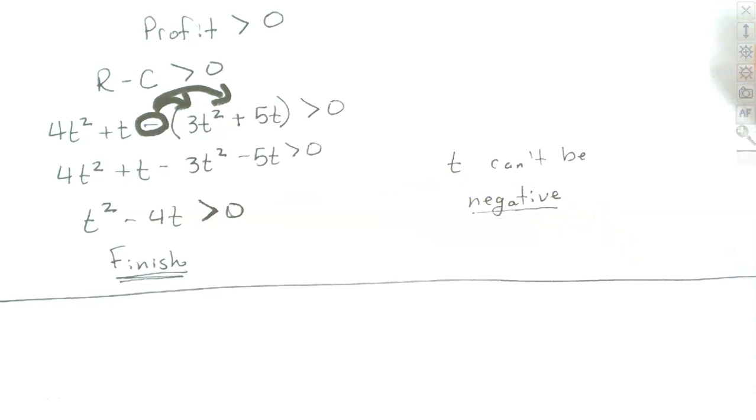Why can t not be negative? Because you can't make negative units. And that's not going to work. So you can't have a negative answer. If you get a region that has negative numbers and it's true, it still doesn't work because you cannot have negative units produced. So you have to make sure that your inequality matches up with the application. Same thing with time. You cannot have a negative time.